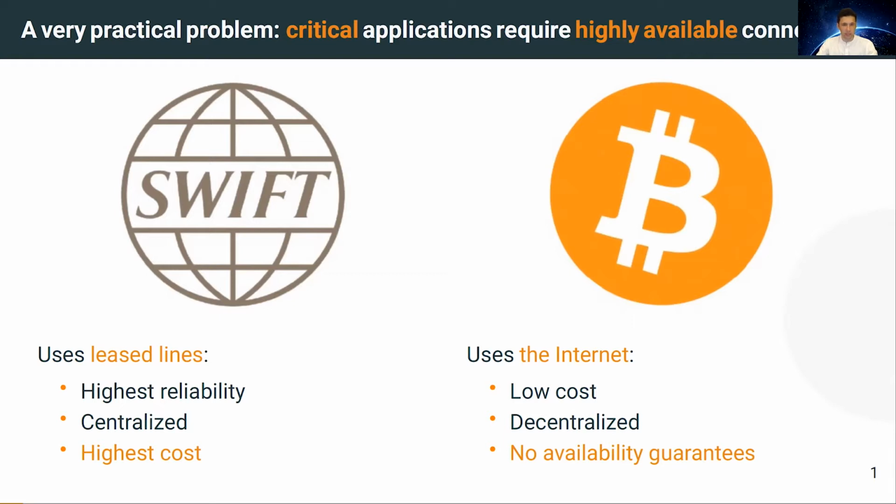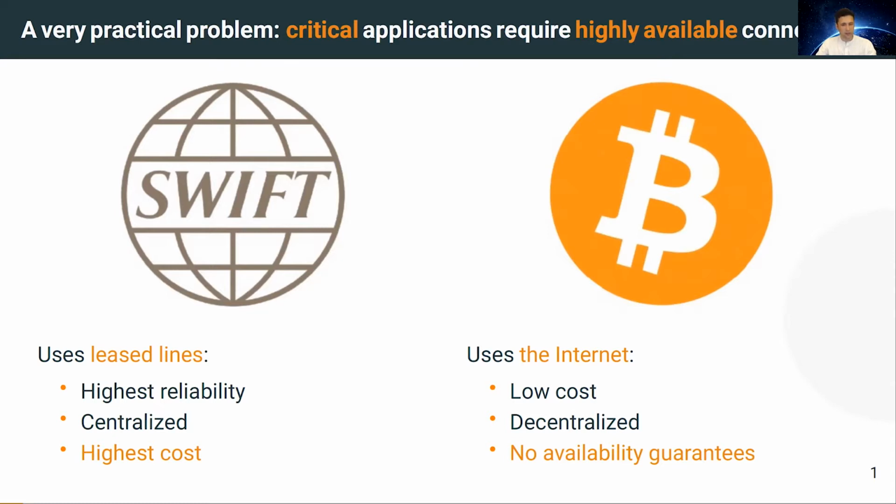The first is the SWIFT network, which carries a large part of global interbank clearing transactions. The second is the Bitcoin network, which is the main example of a distributed ledger and cryptocurrency. Although very different, these two networks have one thing in common. A disruption in connectivity can lead to massive financial damage.